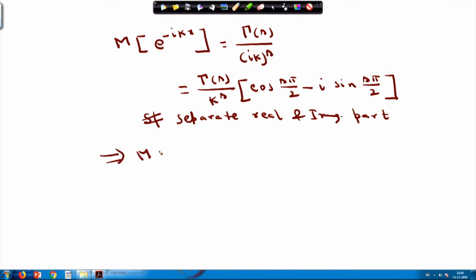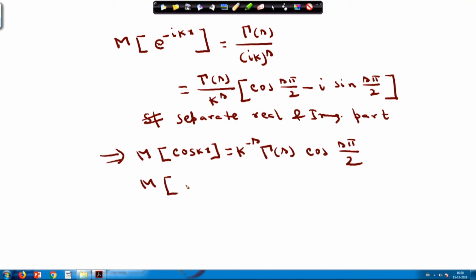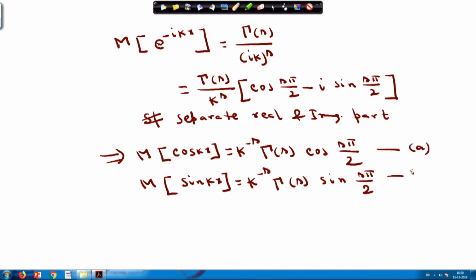I can obtain the Mellin transform of cos kx equals k to the power minus s gamma s into cos of s pi by 2. And similarly, the Mellin transform of sin kx can be written as k to the power minus s gamma s into sin of s pi by 2. This I may denote as A and B.